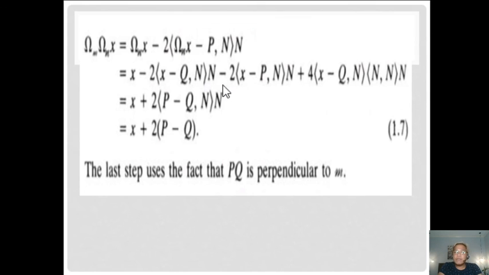Okay, this is actually a composition of functions. So we have here x minus 2 times the inner product of p minus q and n times n, and then it gives you that omega sub m and omega sub n of x is equal to x plus 2 times the inner product of p minus q and n times n. Okay, the last step uses the fact that PQ is perpendicular to m.